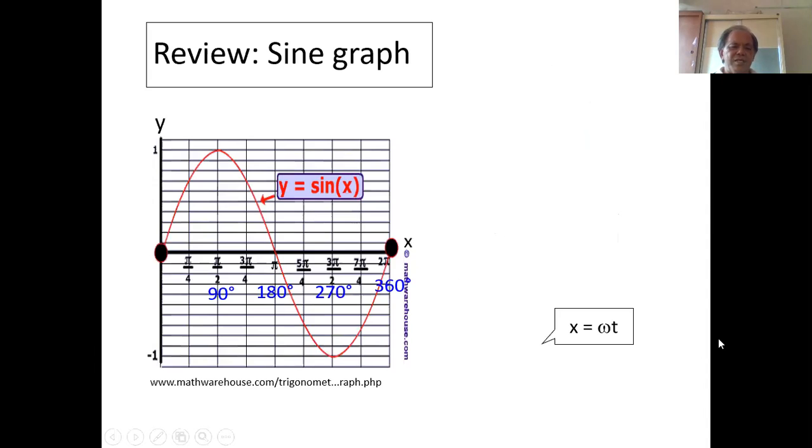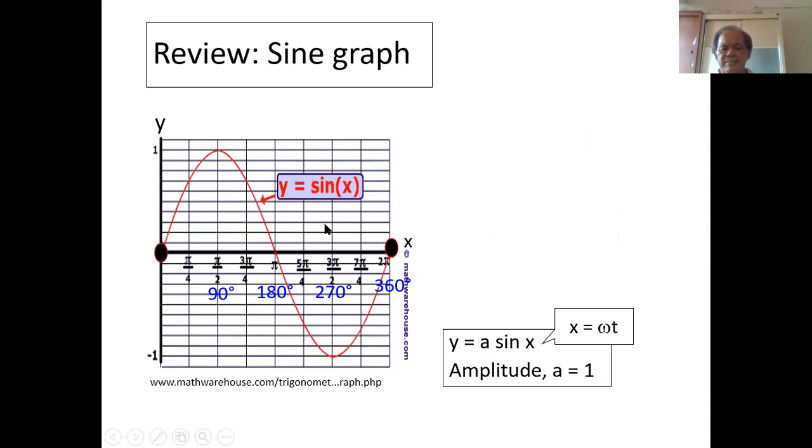Okay, let's go review some of your sinusoidal graph. This is your sine graph, A sin x. Usually for physics, we replace the angle with omega t. So in this case, the A is 1. You put A, then replace the 1 with the A, and then this becomes minus A.